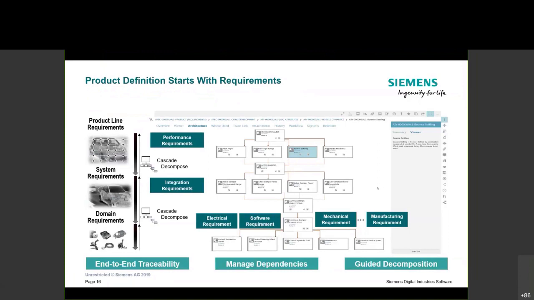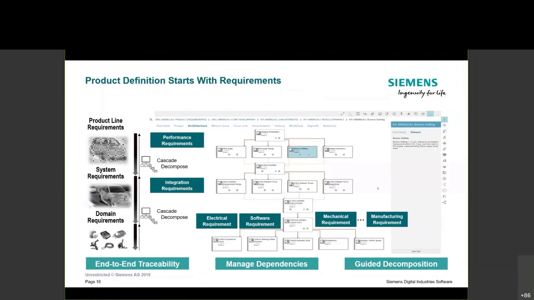Well, let's start with requirements, because eventually product definition starts with requirements. And as we know, requirements are all over the place. They start from a concept or maybe business requirements. There are different types of requirements, performance, integration requirements. Then in pretty much each domain, you will find your specific requirements, electrical, software, etc. Then there's also a matter of how you cascade and decompose these requirements from top to bottom.